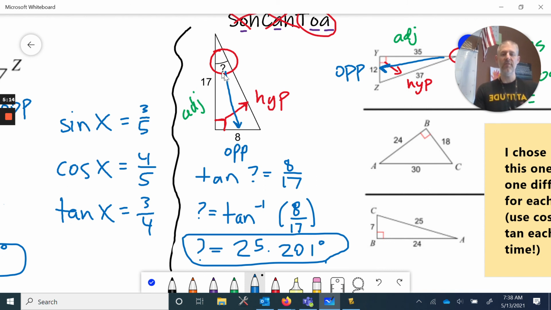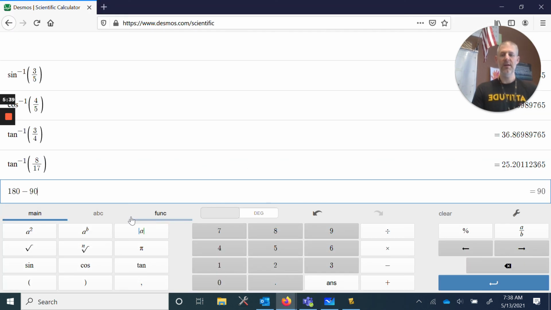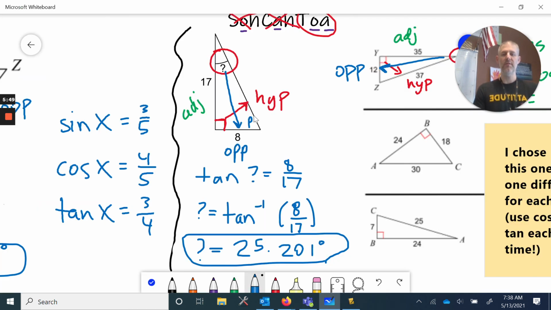Also, since I know this is 25.201 degrees, I can use the triangle sum theorem. So I know that my 90-degree angle plus the question mark angle plus this other one down here, let's just call it angle P, these three have to add up to 180 because the three interior angles in a triangle always add up to 180. So if I take 180 minus 90 minus this other angle, 25.201, that means my missing angle is approximately 64.799. This angle is about 64.8 degrees, about.